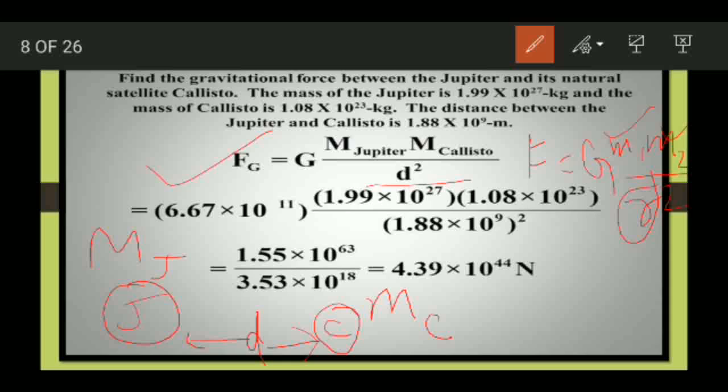So after putting the values in the formula, we get 4.39 into 10 raised to the power 44 Newton after calculations. So this way we are able to find the force of gravitation between Jupiter and its satellite Callisto.